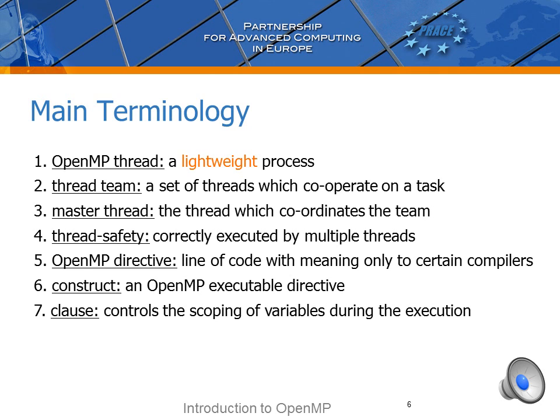If a routine is executed correctly by multiple threads, then it is called a thread-safe routine. This is a required property by the OpenMP standard. In OpenMP, parallelization is exploited by a set of compiler directives. An OpenMP directive is a special line of source code with meaning only to compilers that support OpenMP. Executable compiler directives are called OpenMP constructs. Within a construct, an OpenMP clause is used to specify the scope attributes of variables.